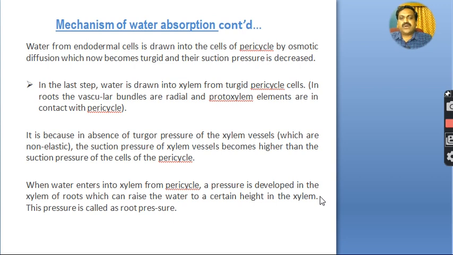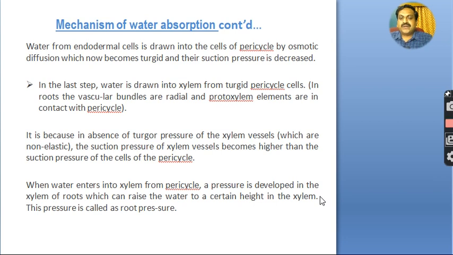So the water from the endodermal cells is drawn again into the cells of the pericycle by osmotic diffusion, and they now become turgid, and their suction pressure is decreased. In the last step, the water is drawn into the xylem from the turgid pericycle cells, because in the absence of turgor pressure of the xylem vessels, the suction pressure of xylem vessels becomes higher than the suction pressure of the cells of the pericycle.